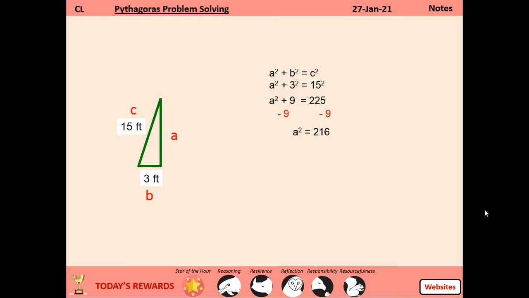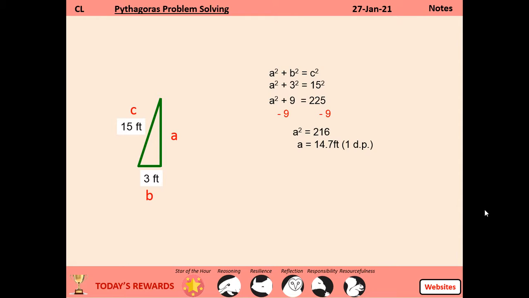If A squared is equal to 216, that's okay. But what I want to work out is what is A by itself? How can I get rid of that square? I'm going to do the inverse. The inverse of squaring is square rooting. So I'm going to square root both sides, and the square root of 216 is about 14.7 feet to 1 decimal place. Okay? So please make sure, a lot of people leave their answer as 216.